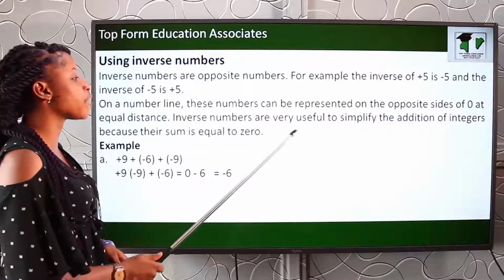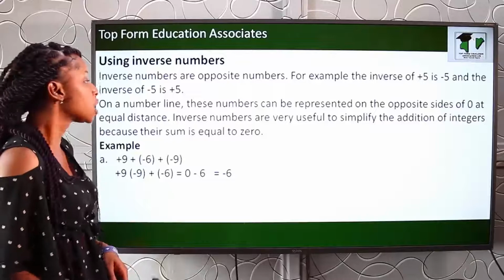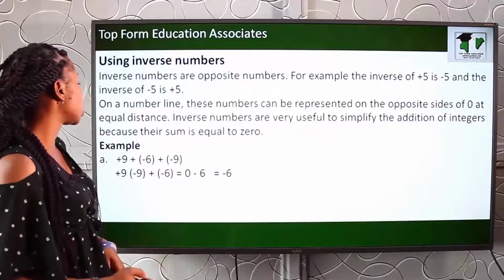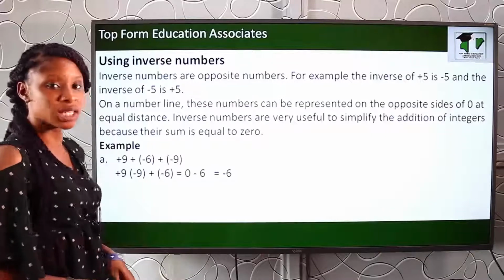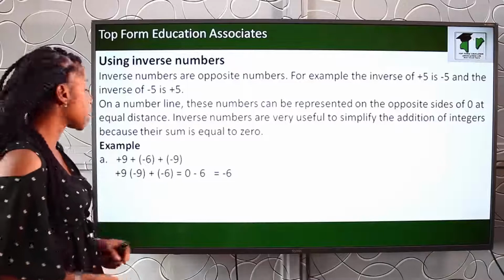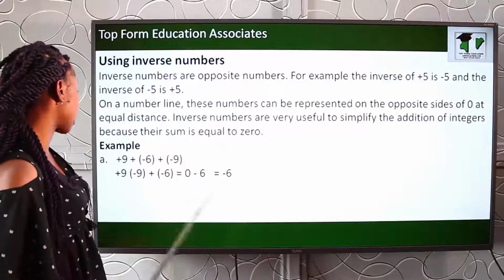Inverse numbers are very useful for simplifying the addition of integers, because their sum is equal to 0. So the sum of any integer and its inverse is 0. Example, plus 9 plus minus 6 plus minus 9.